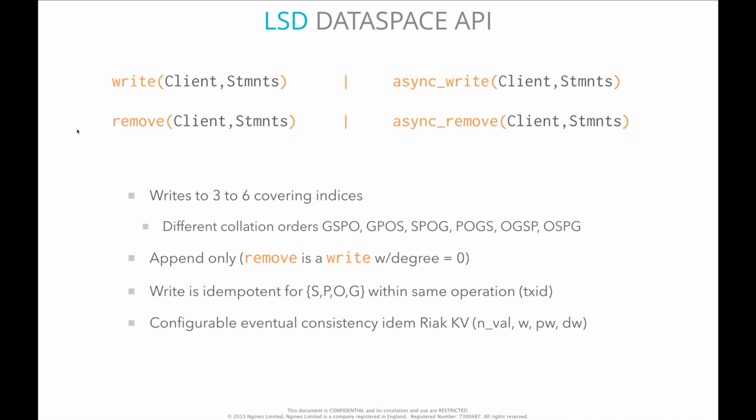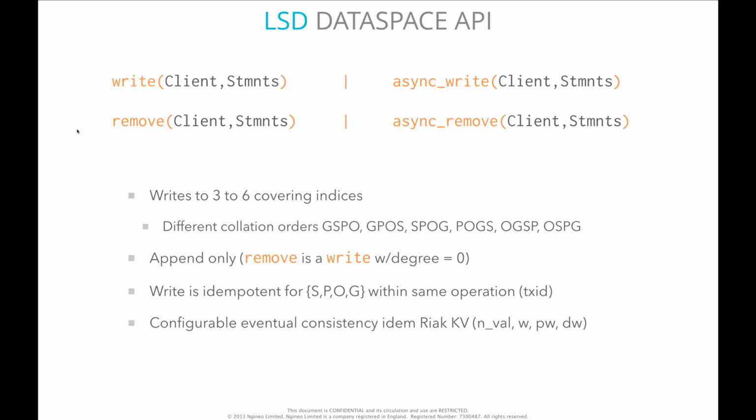Now, every time we write, we're appending the data. We're not removing. This is not an update in place. So we never delete and we never update data. The only thing we do is we append data. The remove is actually a write with a degree of 0. So when you write a statement, you typically write a statement with a degree that is between 0 and 1, meaning more than 0% and 100%. But if you write a statement with a degree of 0, it means it's a tombstone. You're logically deleting that statement.